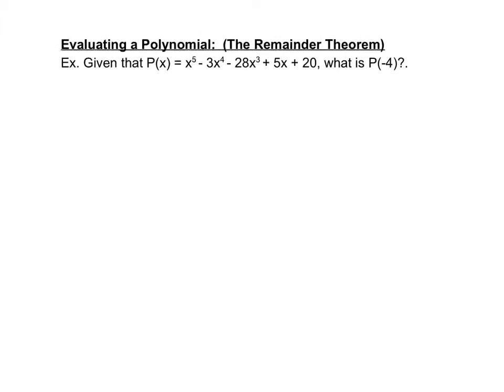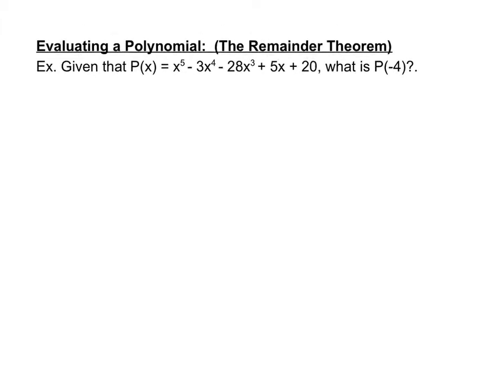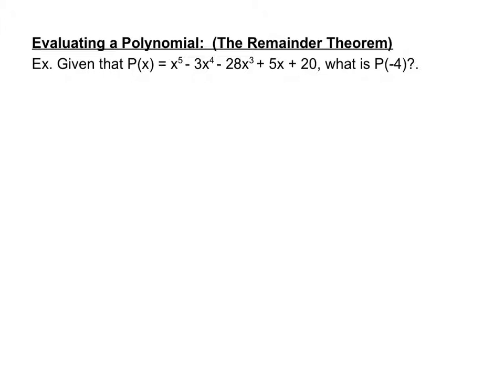Now, evaluating a polynomial using the remainder theorem. This function notation means p of negative 4 equals what? Whatever your remainder is, once you do your division, that is going to be the value of p of negative 4. So let's set this up for synthetic division real quick. You'll notice that when I wrote this, I have 1x to the 5th, negative 3x to the 4th, negative 28x to the 3rd, 0x to the 2nd, 5x to the 1st, and then 20.